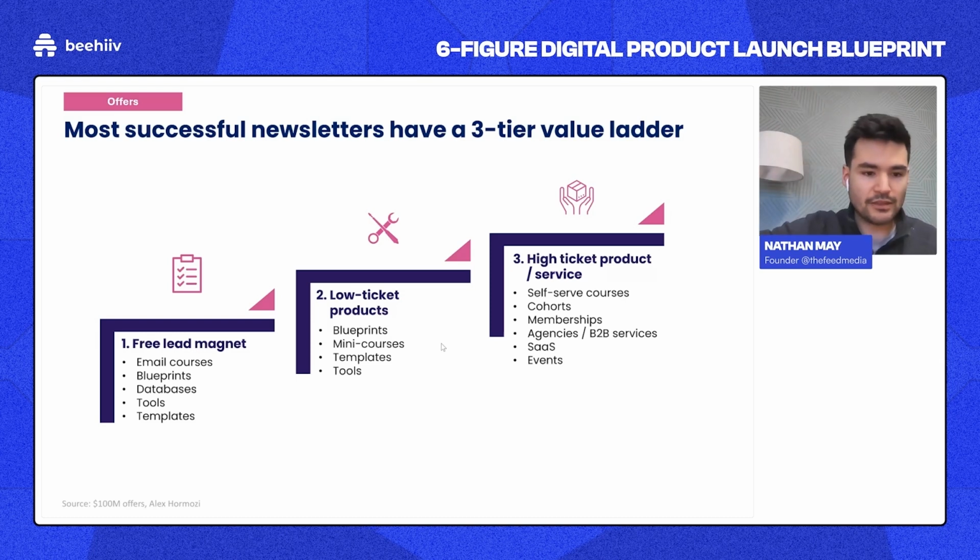So on the free side, that might look like free educational email courses. It might be databases, right? There's a buddy of mine, Michael Hauk, who consolidated like 100 different VC decks for Uber and Airbnb. Like, who wouldn't want that? And it's free. I would sign up for that. Low ticket could be blueprints. That's what we did. High ticket could be courses, cohorts, memberships. If you have a service business or a product business, or a SaaS business, and you just have an email list, technically that company is your back end. So this is how you think about a three-tier value ladder.